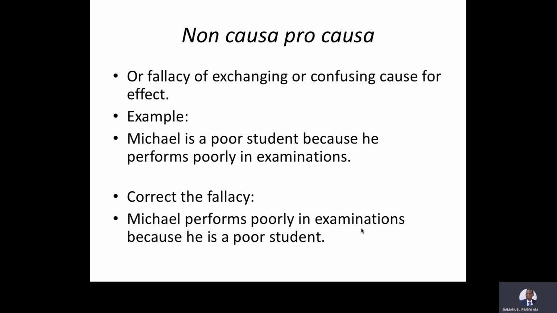Then we have non causa pro causa, or the fallacy of exchanging or confusing cause for effect. Example: Michael is a poor student because he performs poorly in examinations. Now, to correct this fallacy, we would rather say Michael performs poorly in examinations because he's a poor student. It is not because he performs poorly in examinations that he's a poor student. It is because he's a poor student that he performs poorly in examinations. So it is the other way around.